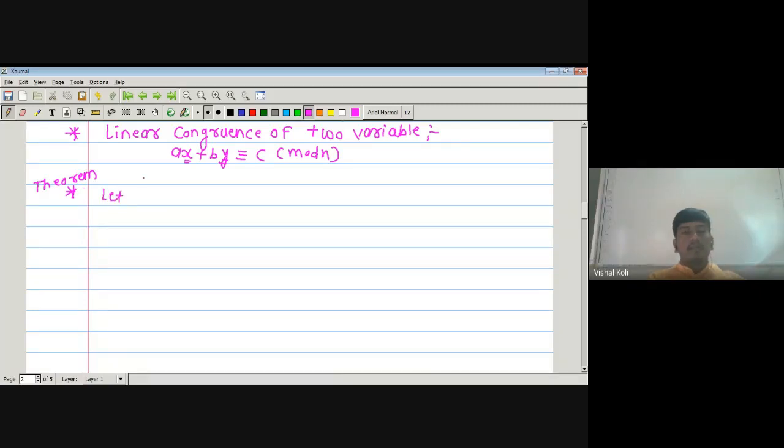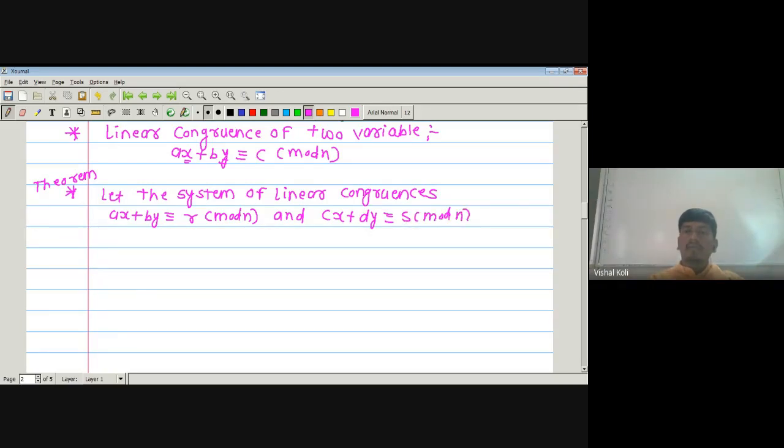Let the system of linear congruences ax plus by congruent to r modulo n and cx plus dy congruent to s modulo n has a unique solution modulo n whenever GCD of ad minus bc, comma n is equal to 1.